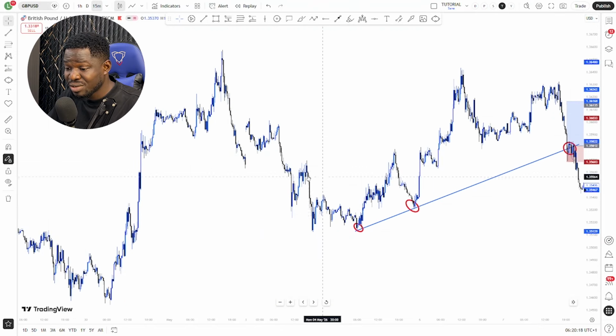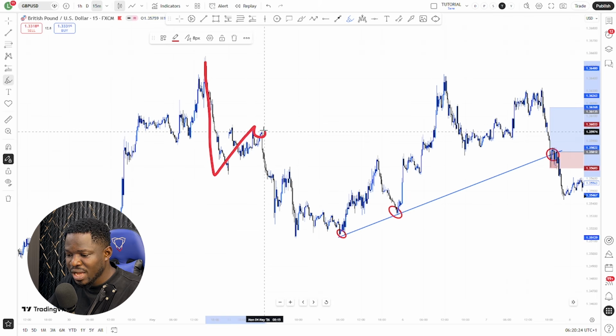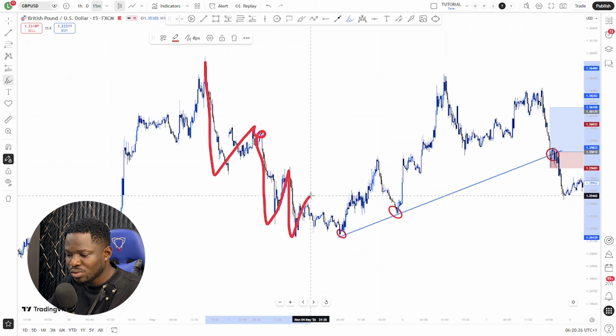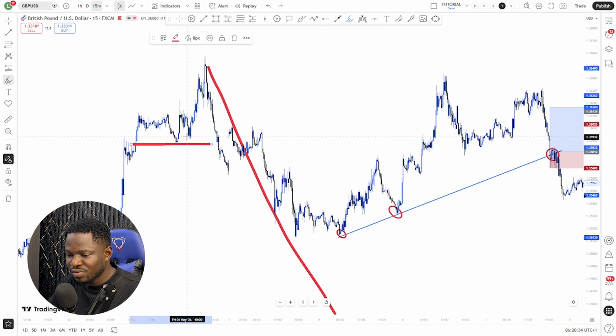Let me show you another beautiful example. If you look at the overall direction of this price here, it was a bearish market, lower high, lower low, lower high, lower low. The beginning of this down trend started as a result of the invalidation of this higher low here to the downside.